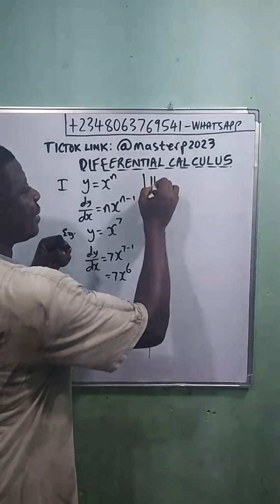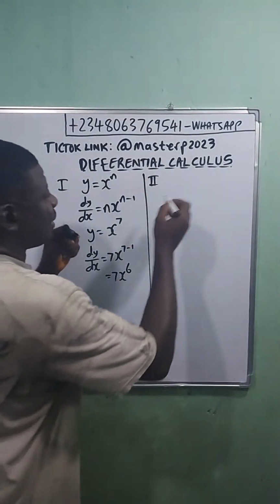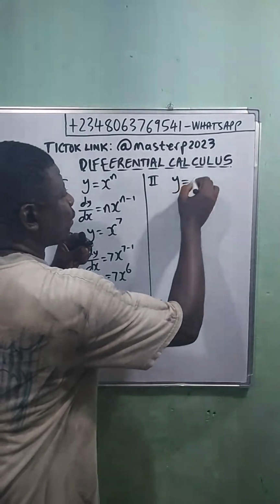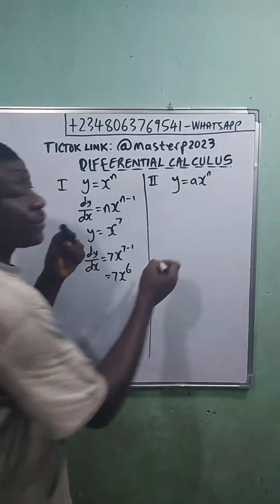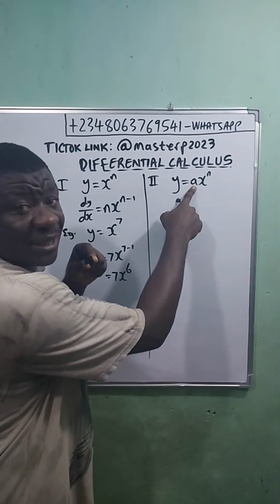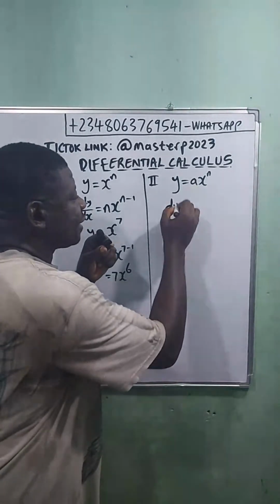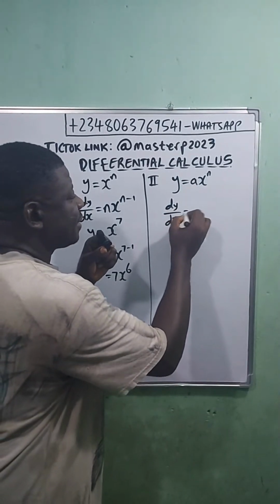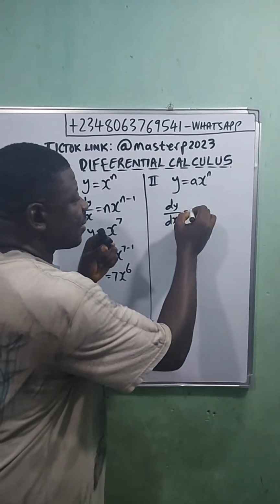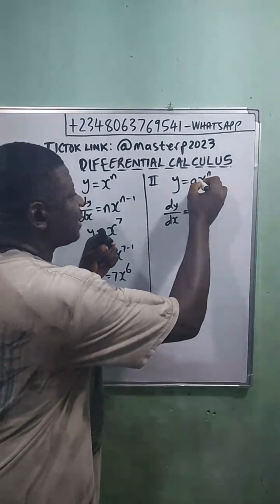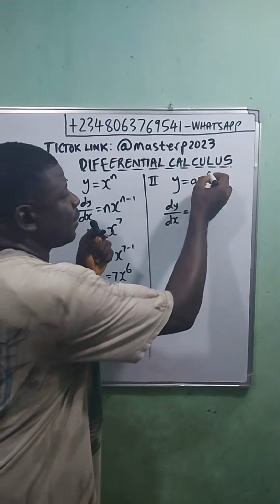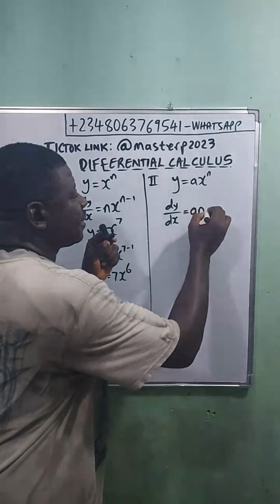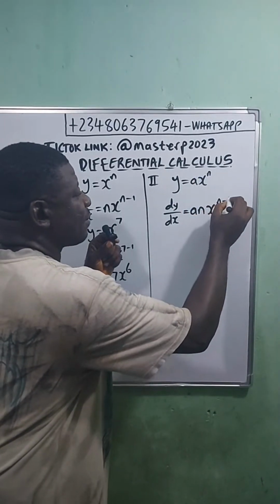Then another form: y equals ax to the power n, where a is a constant. If you want to differentiate, dy by dx means I keep this a constant, then I bring down the power n, the way I brought down the n here. Then it will be x to the power n minus 1.